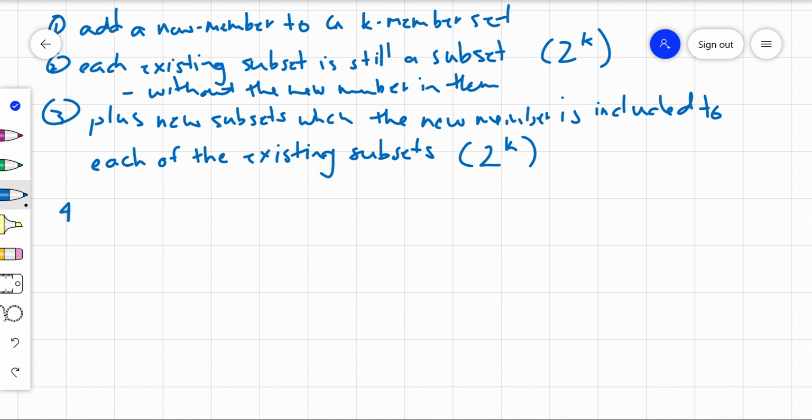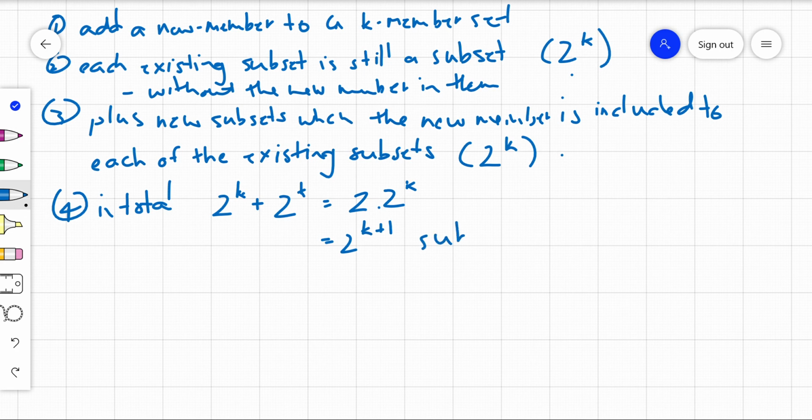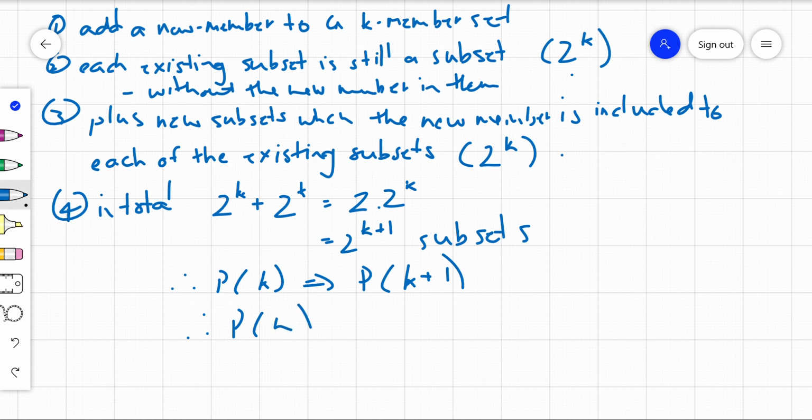So in total, because this new member could be in the group, this 2 to the k, or not in the original groups, which is that 2 to the k. So in total, we have 2 to the k plus 2 to the k subsets, which is 2 lots of 2 to the k subsets, which is the same as 2 to the k plus 1 subsets. So again, therefore, P of k implies P of k plus 1. Therefore, P of n is true for all integers n greater than or equal to 0.